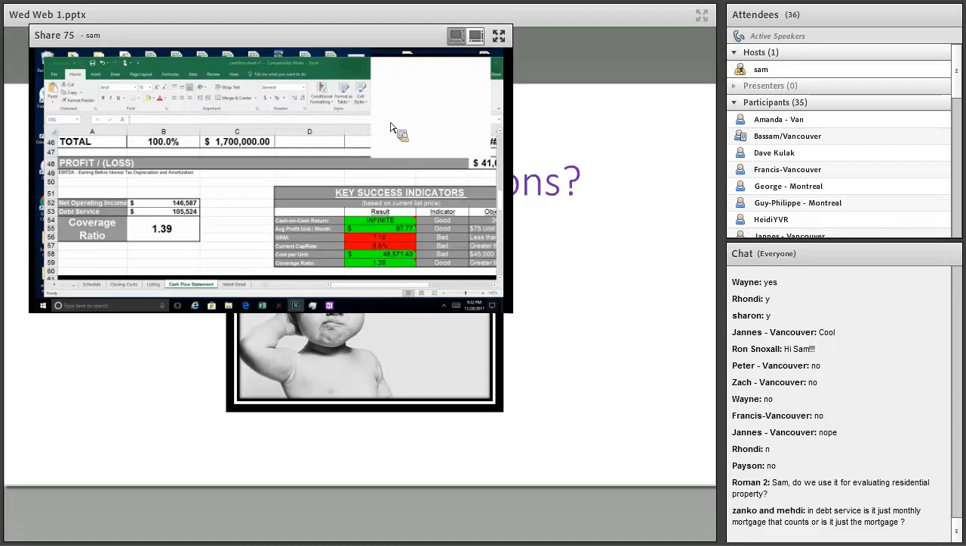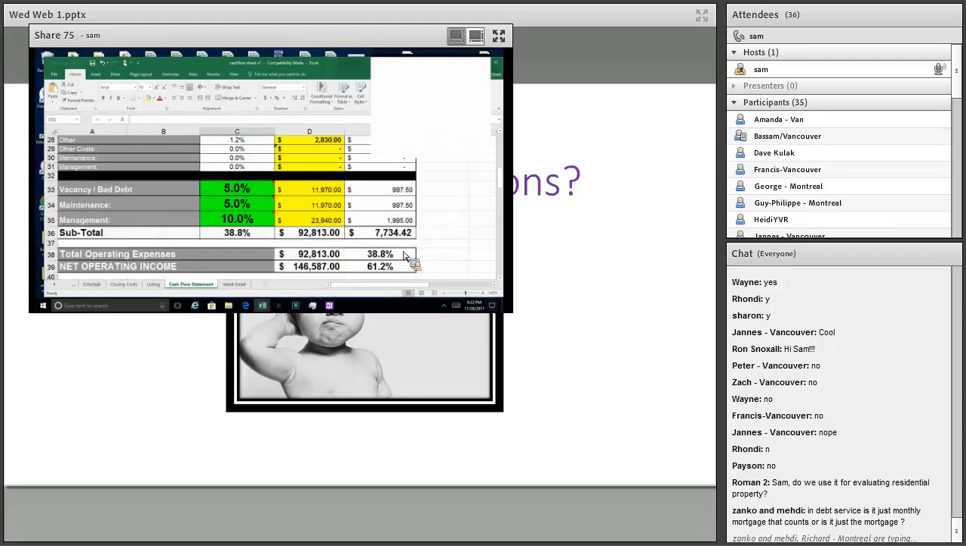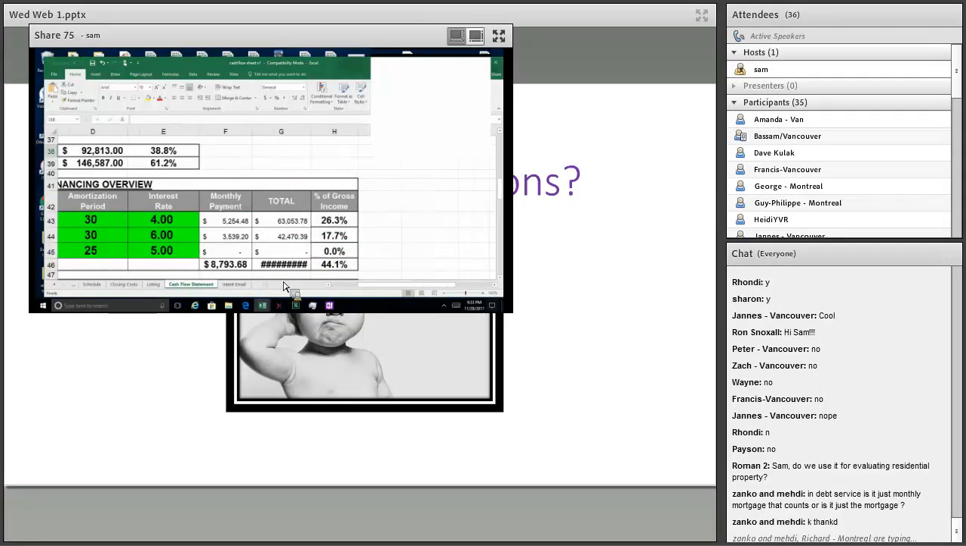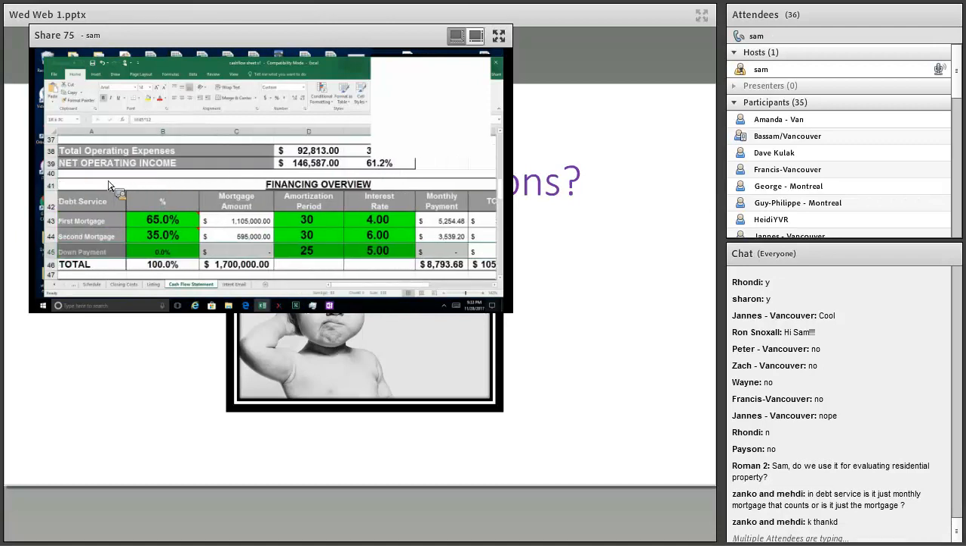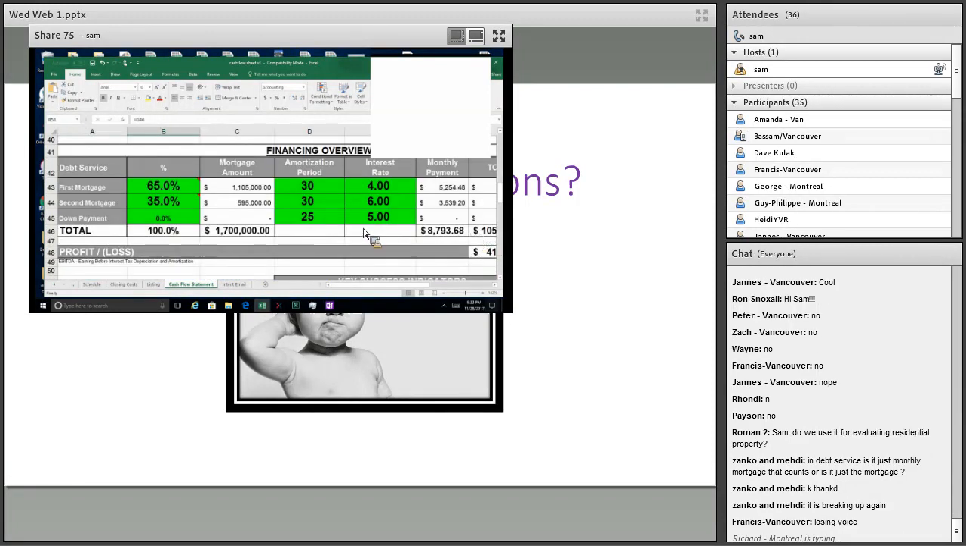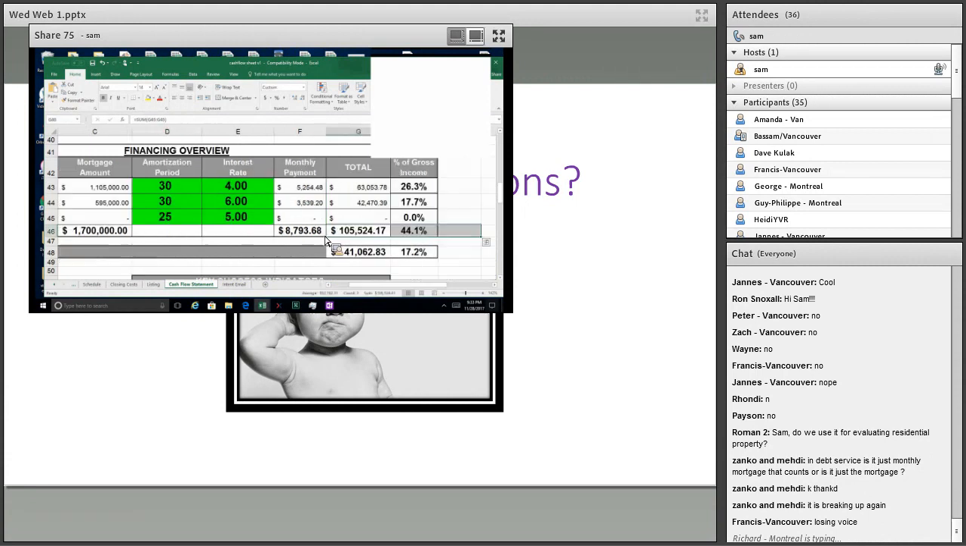Let's see, debt service: is it the account, or is it just the mortgage? It's the whole amount. It's everything, because the whole payment is what you've got to cover. So debt service includes the principal and interest regardless of how you have it. It's looking at what you're paying per year, to make sure that you cover it.